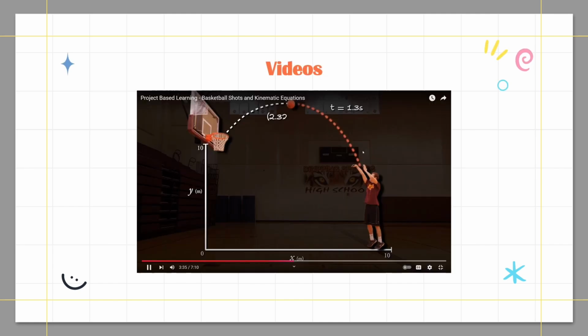Now, to make this more engaging, I will play a short video to show how quadratic equations apply to basketball. Pay close attention to the arc of the ball when the player takes a shot. It's a perfect example of the projectile motion described by a parabola.